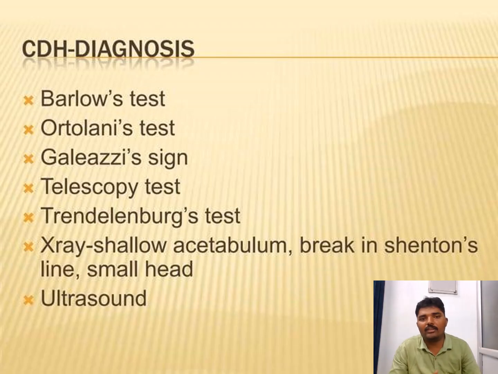Mainly for diagnosis, the Barlow test is positive, Ortolani test is positive, Galeazzi is positive, telescopic test is positive, and Trendelenburg is positive. X-ray shows a broken Shenton line and a small head. These are the features. Okay students, today we'll stop the class.